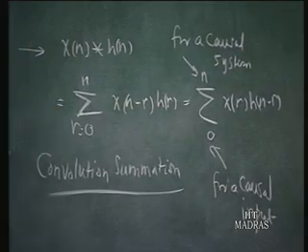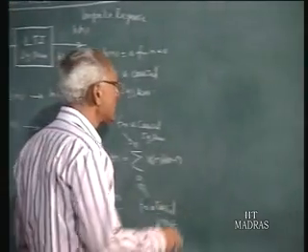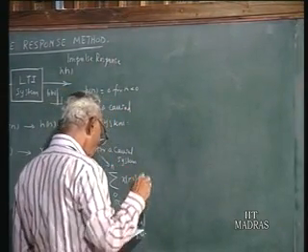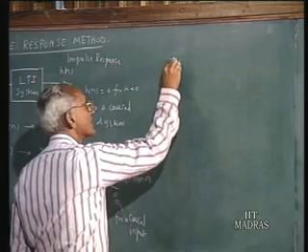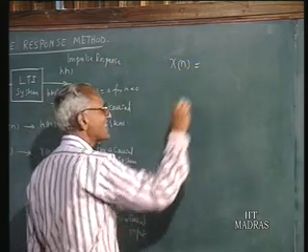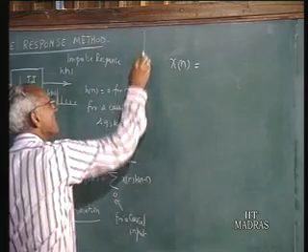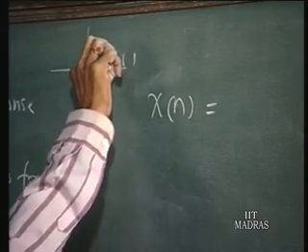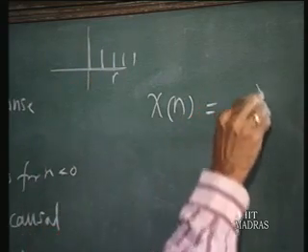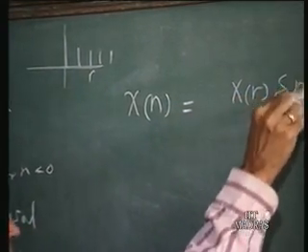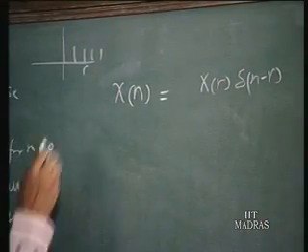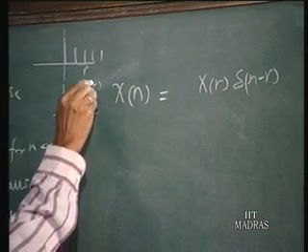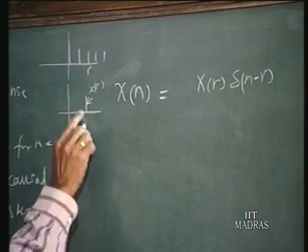Now what is the justification for this result? We can justify it in this fashion. First of all, any x n is a sequence of sample values like this. If you take one particular sample standing at place r, I can write this as x r times delta n minus r. So x r times delta n minus r is just this sample. The value is x r and it is standing at n equals r.